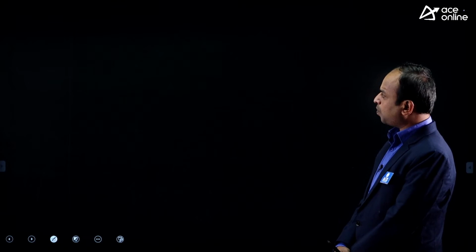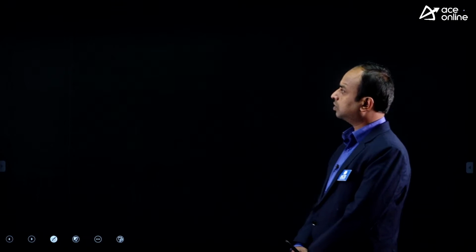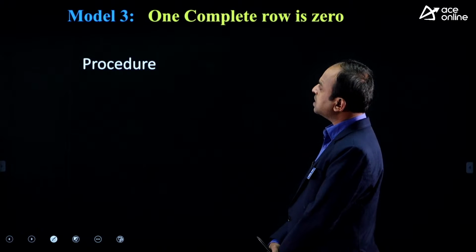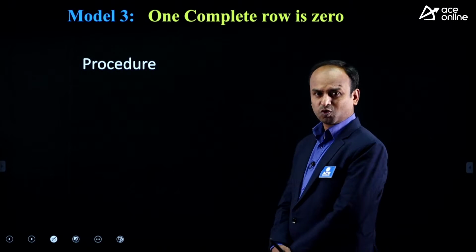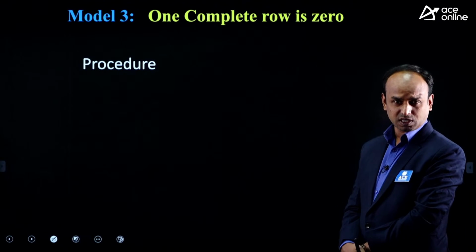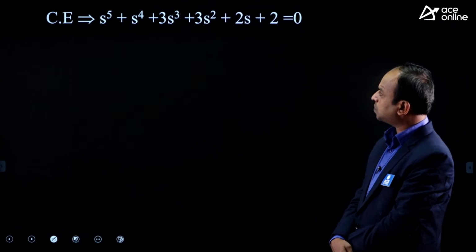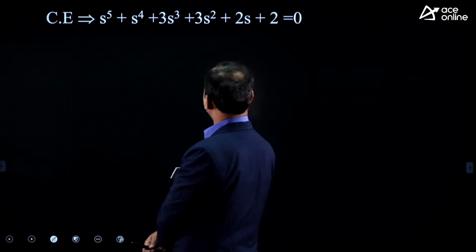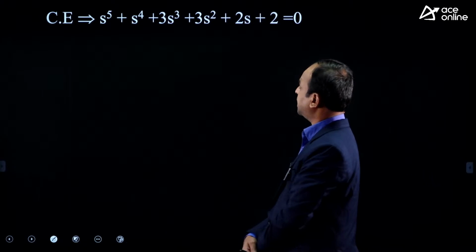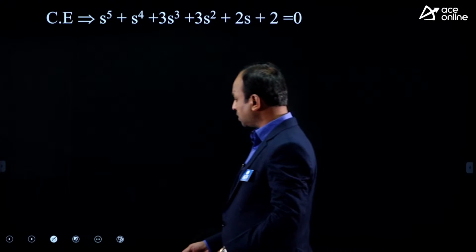Next, one more type of model here. Now, one complete row is 0. One entire row becomes 0. How to solve this question? So this is the question, s power 5, s power 4, 3s cube, 3s square plus 2s plus k, 2 equal to 0. Now I am solving the question.